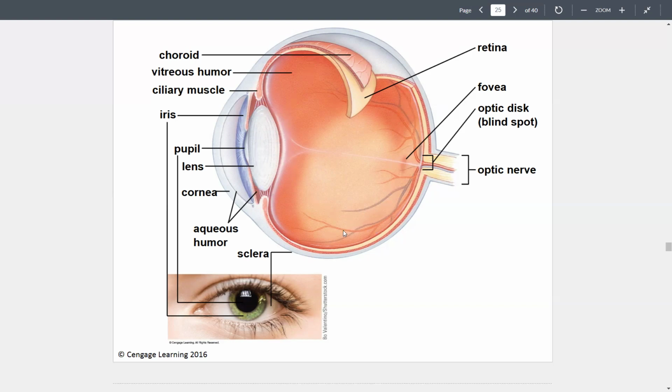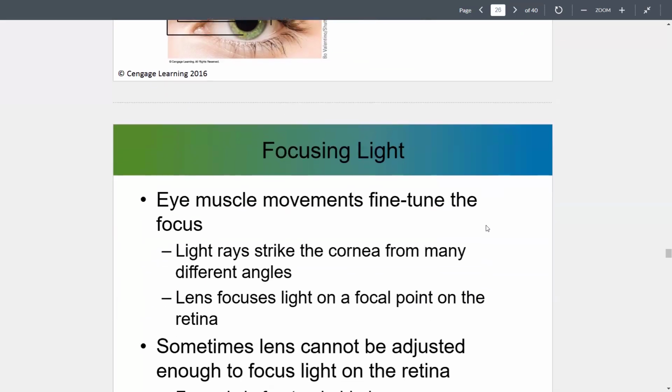Anyway, then in the back of your eye, which is all filled with fluid, you have your retina. When they dilate your eye and look into your eye, they're looking at the back of your eye to see how it looks. And then back here is the optic nerve, and that's where the information is sent to your brain. You have different types of cells in your retina. You have cells that see color and cells that see light.